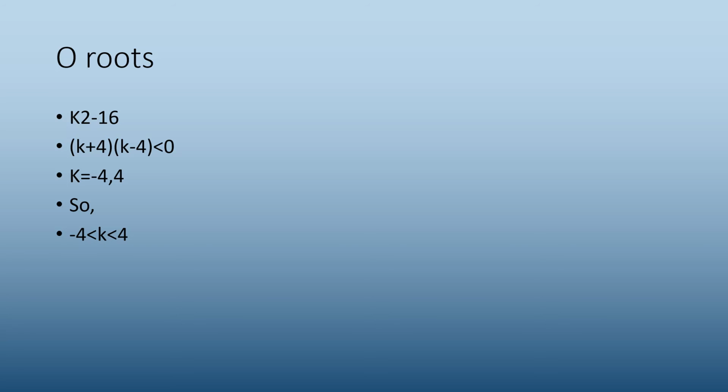You can then factorize the quadratic inequalities to get k plus 4 and k minus 4. Let's use 0 roots for this example. So k plus 4 in one bracket and k minus 4 in another is less than 0. To express this, you would use minus 4 is less than k, which is less than 4.